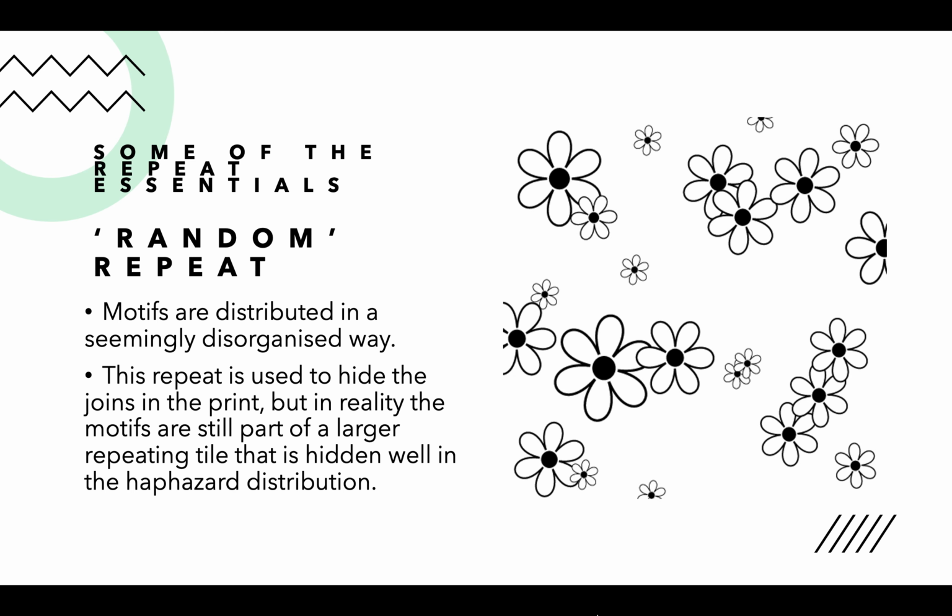And a random repeat is where motifs are distributed in a seemingly disorganised way. This repeat is used to hide the joins in the print, but in reality the motifs are still part of a larger repeating tile that is hidden well in the haphazard distribution. So this looks really abstract and organic. You can't really tell maybe that there is a repeat, but all of these flowers that are placed in a really random way, they will still be contained within a repeat tile, ready to be reproduced next to one another in a large scale repeat of its own.